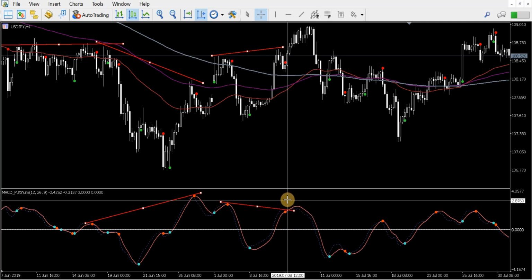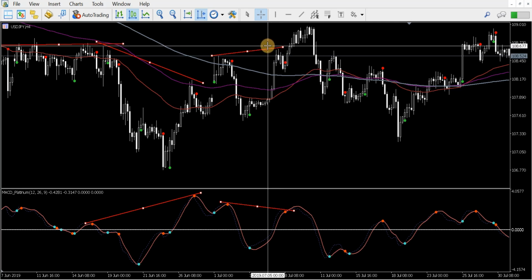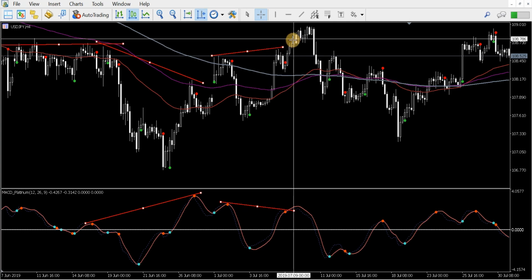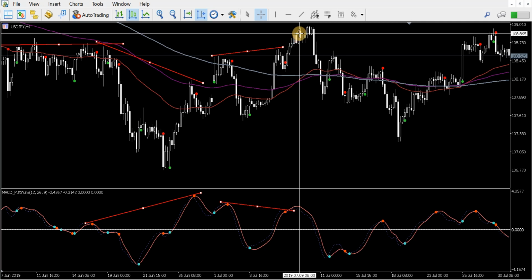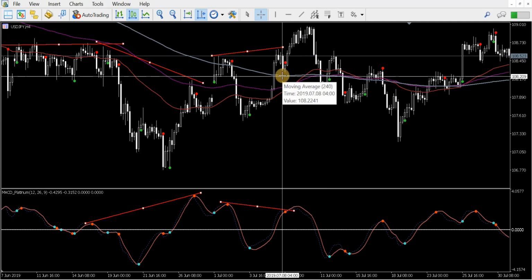You took the sell. I'd be more inclined to have a stop here because that's regular divergence, and you probably would have got stopped out. But say you didn't get stopped out. Say you took it, and you just let it ride because your MACD Platinum's still above the zero level.